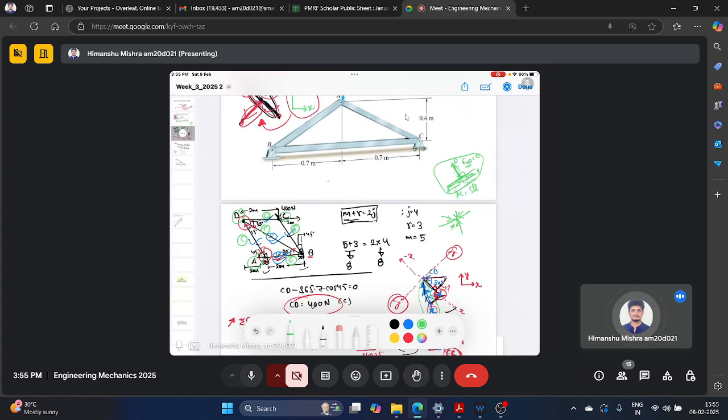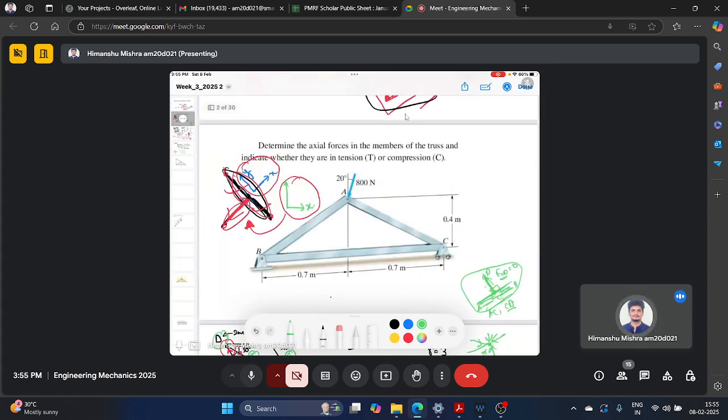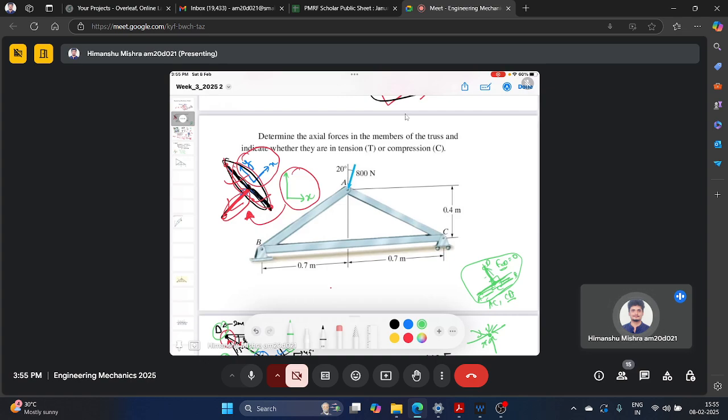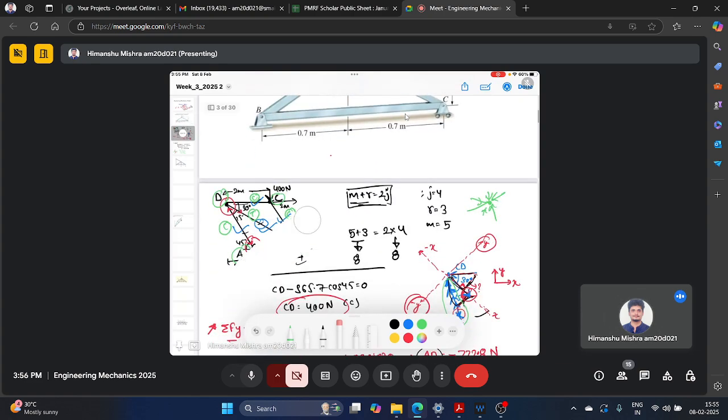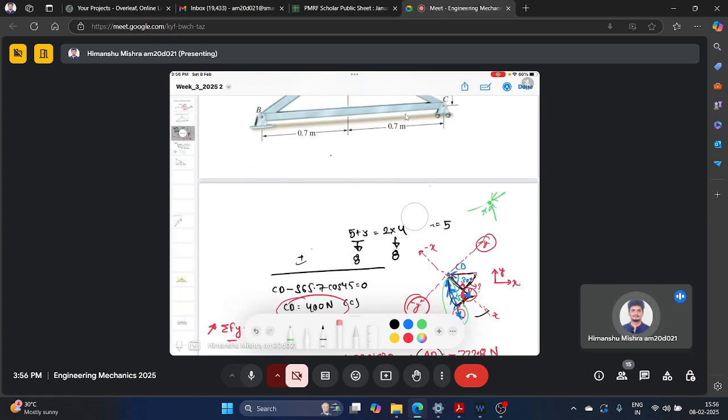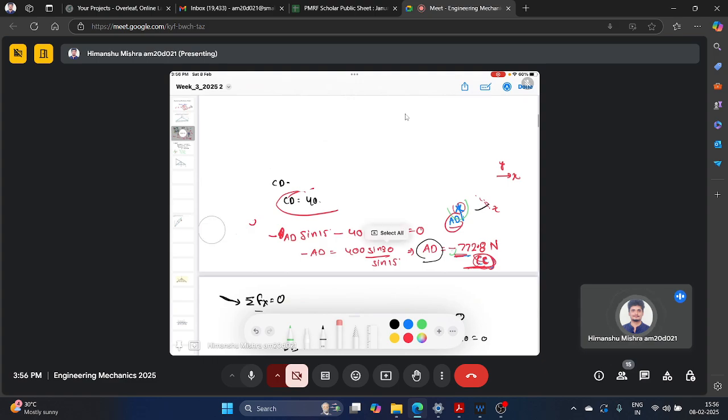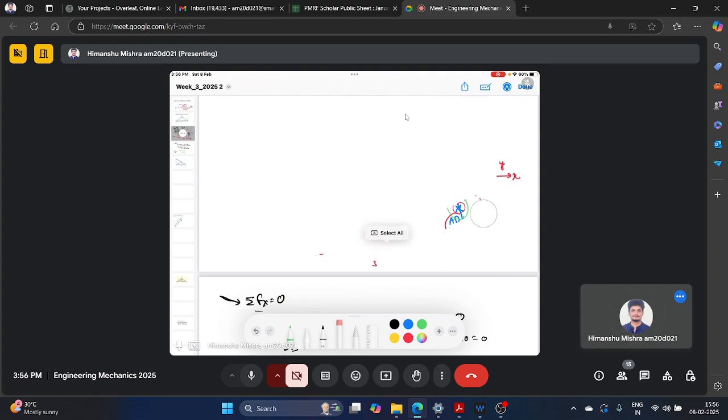So now let's solve this problem. Here we need to determine the axial forces, and we need to indicate if they are tensile or compressive force. So basically, when you use the method of joint, the question will be similar. You need to find the forces in each of the members and determine the nature of forces in each of the members.